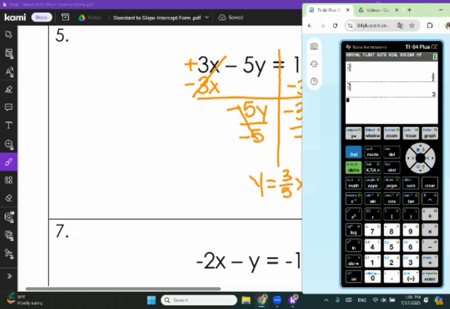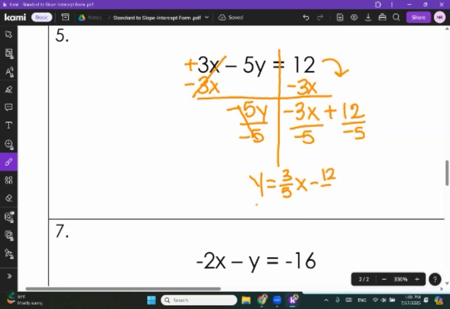I believe that one does not simplify, but just in case, yeah, minus 12 over 5. Okay.